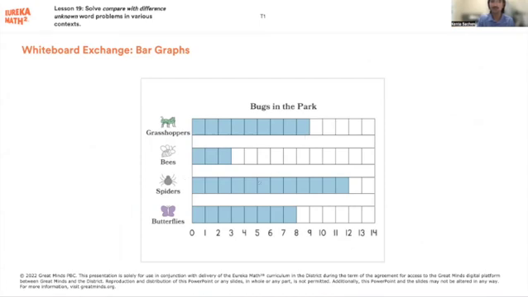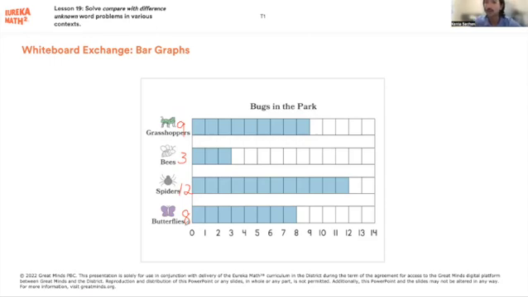How many bees did we find? Jose, how many bees? Great, three bees. How about spiders? A lot of spiders. How many spiders, Deliza? Yeah, we can go all the way to 12, right? There's 12 spiders. And how about some butterflies? How many butterflies, Valerie? Yeah, eight butterflies. Look at that. A lot of our friends at the park.